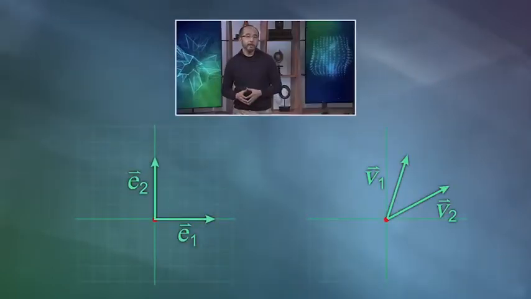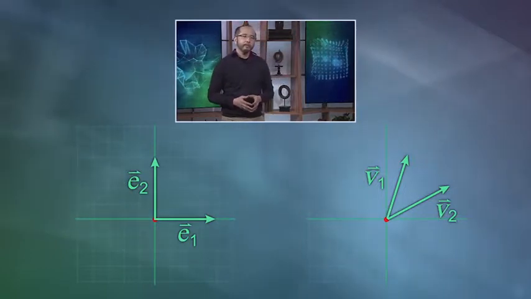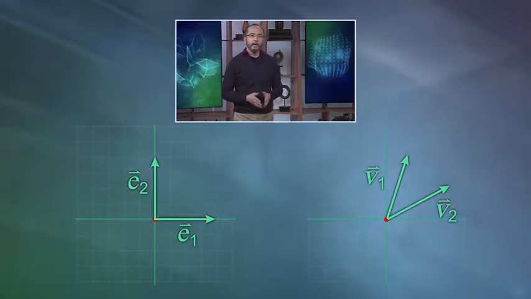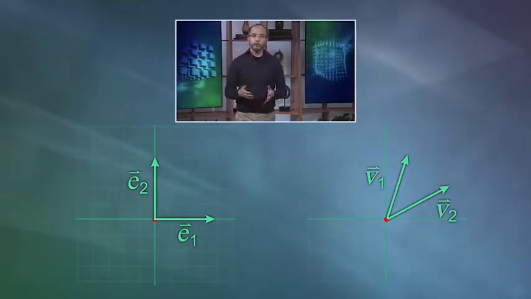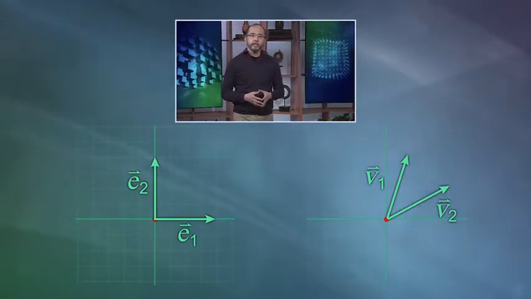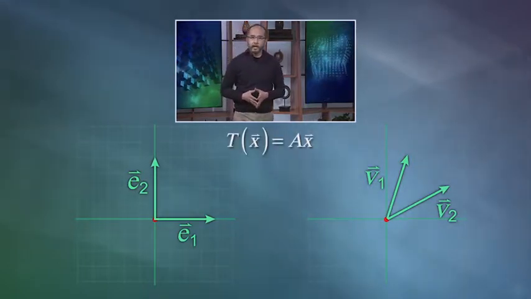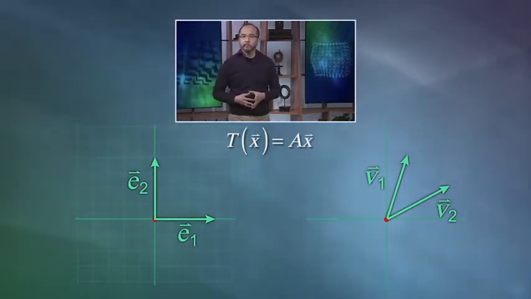It may be helpful to think about another interpretation of the determinant. Look at the linear transformation that takes the standard basis vectors e1 through en to the column vectors v1 through vn in the order given. This is just the transformation T of x equals A times x, where A has columns v1 through vn.